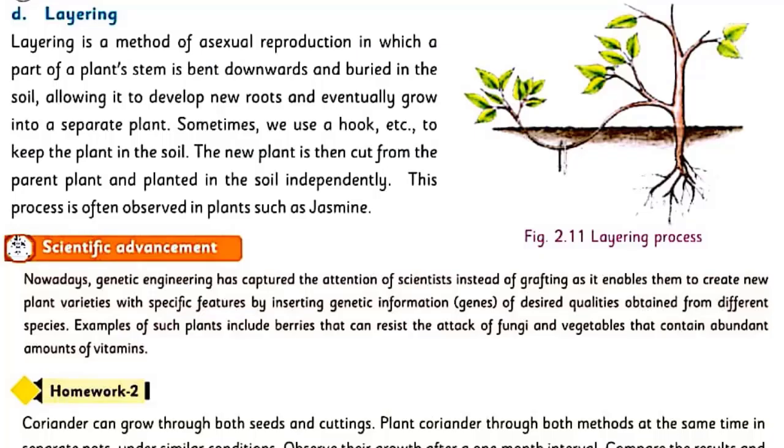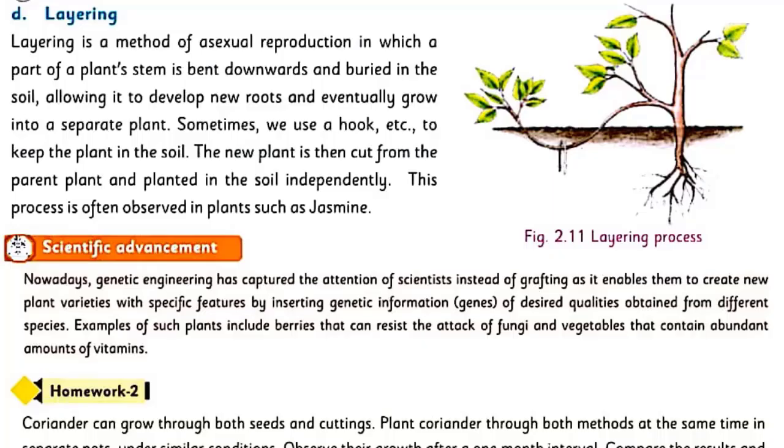D. Layering. Layering is a method of asexual reproduction in which a part of a plant stem is bent downwards and buried in the soil, allowing it to develop new roots and eventually grow into a separate plant. Sometimes, we use a hook, etc., to keep the plant in the soil. The new plant is then cut from the parent plant and planted in the soil independently. This process is often observed in plants such as jasmine.